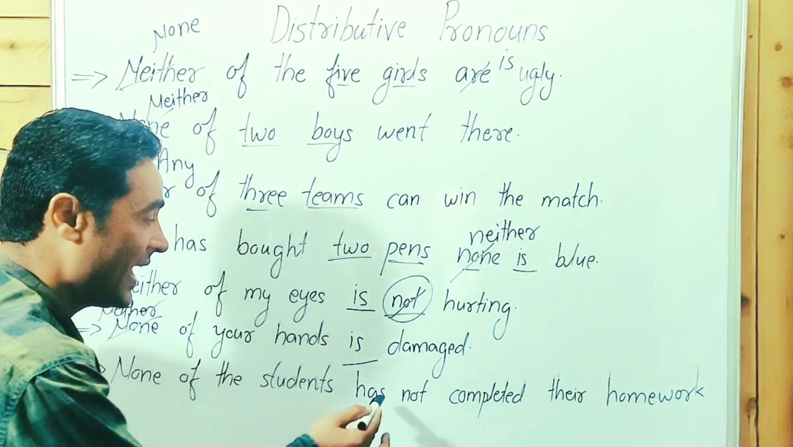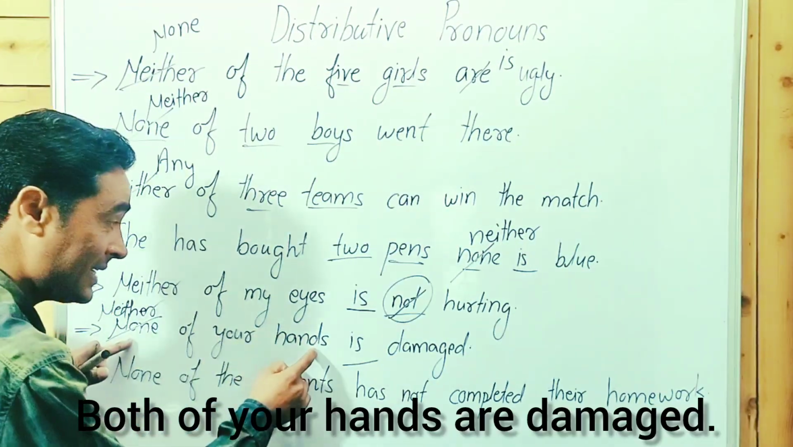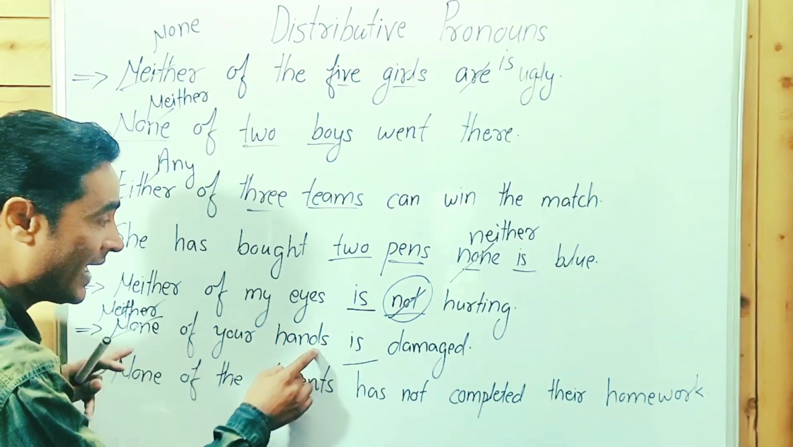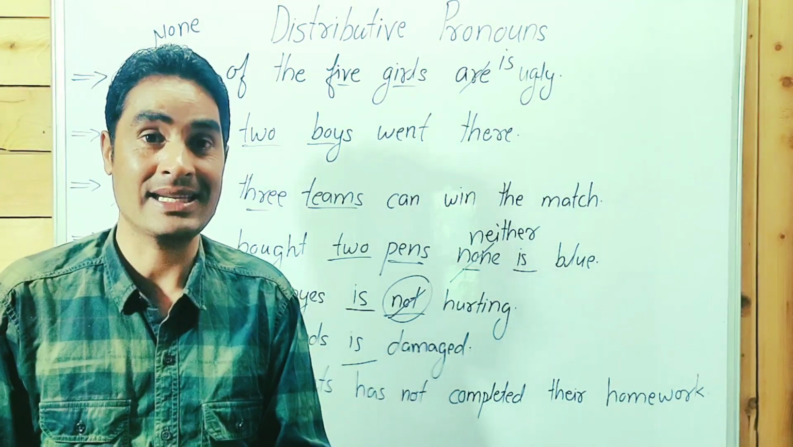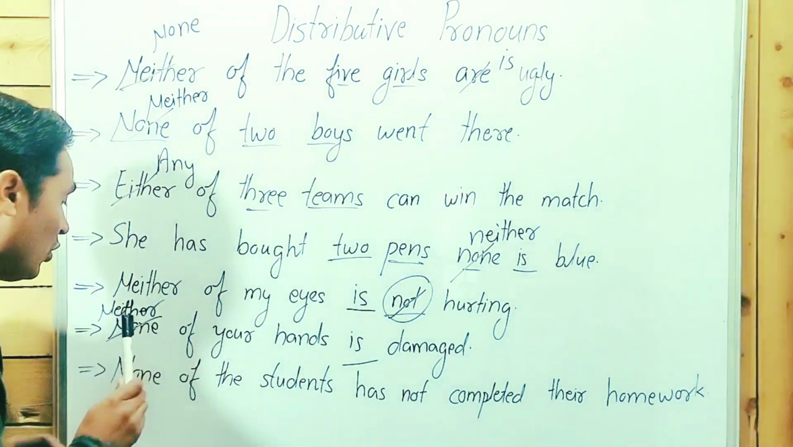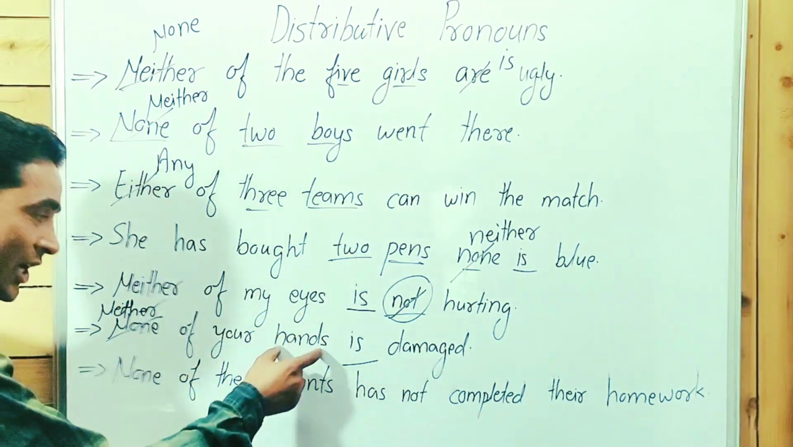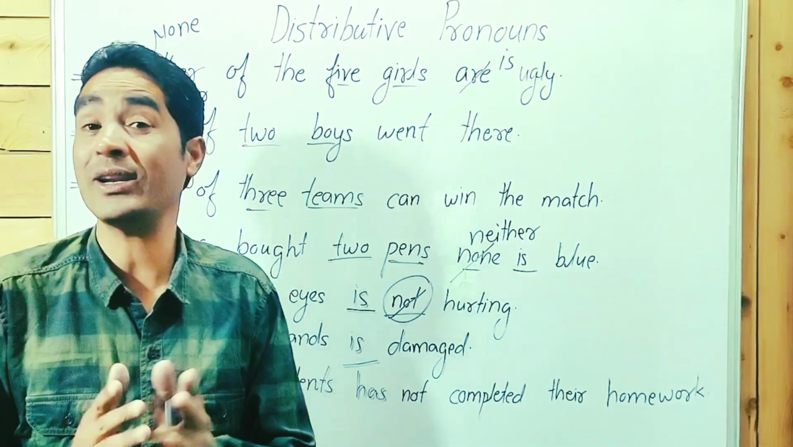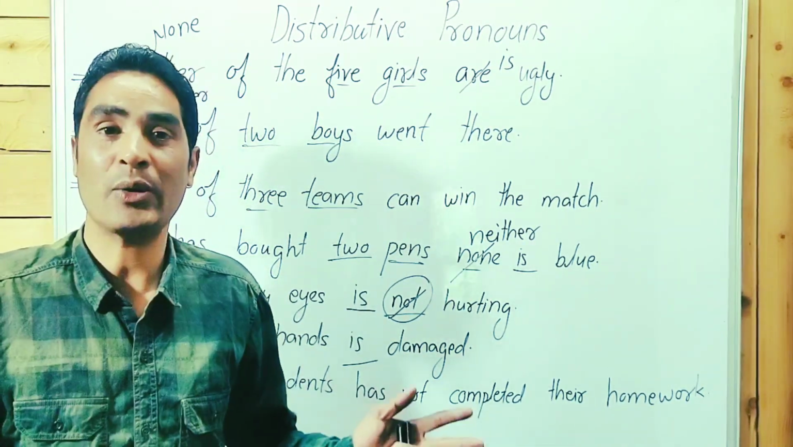Guys, point to be noted. If you write both of your hands are damaged, in this case you have to use are, and this is a correct sentence. Both takes a plural verb and plural noun. Both stands for 2 out of 2. Point to note: with both we don't use not. Both are not coming is an incorrect sentence.